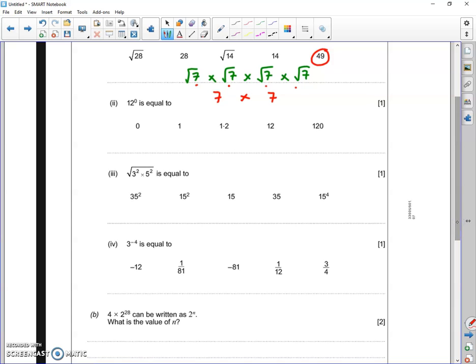Easiest rule in the world for indices. Anything to the power of 0 is 1. No workings needed. For this one, we're being asked to work out the square root of 9 times 25. 9 times 25 is 225. You're just going to have to learn your square numbers. The square root of 225 is 15.